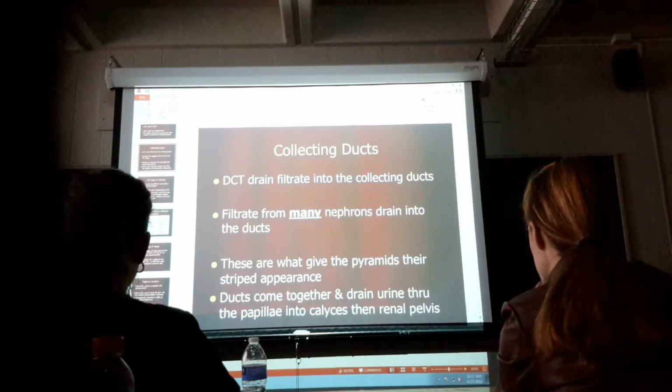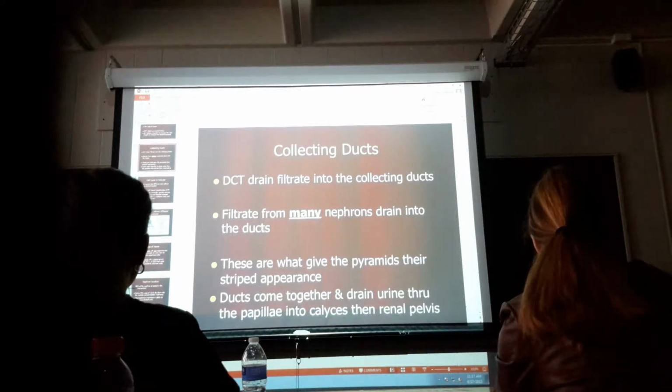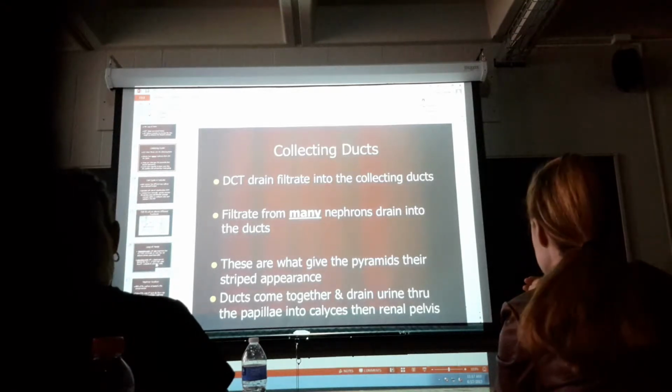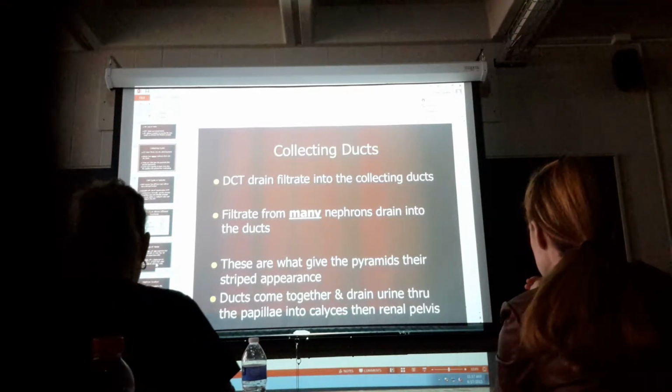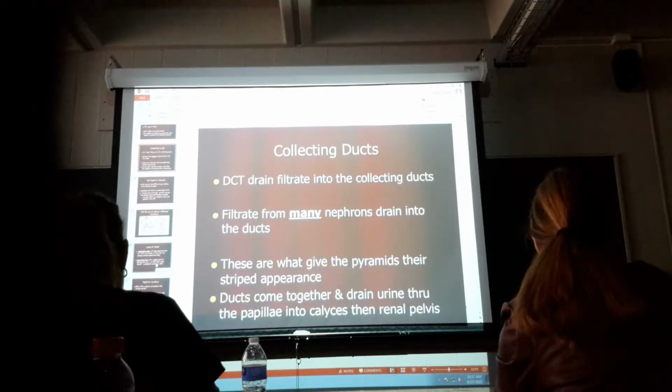And so the collecting ducts are giving us that stripy appearance as well as the loop of Henle. And then they're going to drain into the papilla, the pyramids, the papilla, minor, major, renal pelvis.